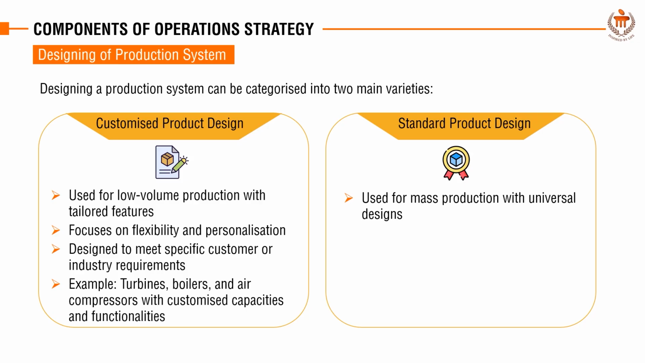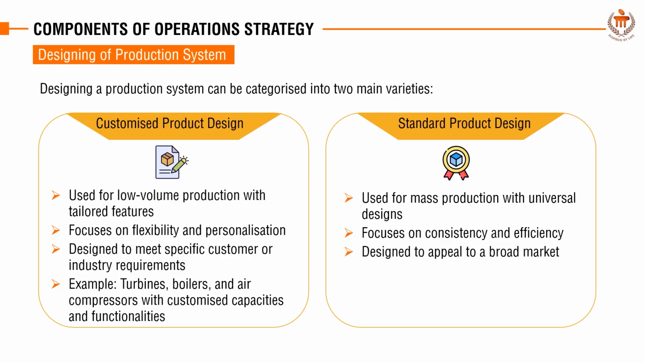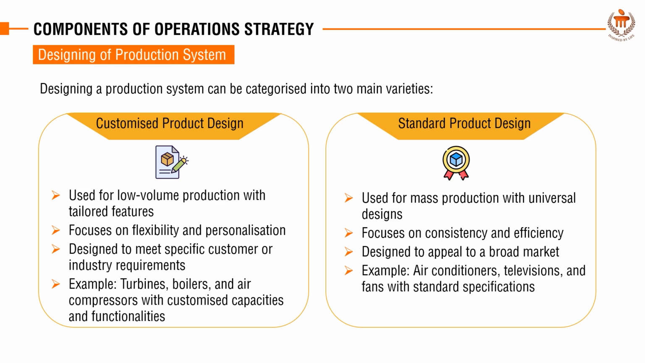Standard product design. In contrast, standard product design focuses on creating a universal design that appeals to a broad range of customers, thereby increasing demand and production volumes. This approach emphasizes consistency and efficiency, allowing manufacturers to produce items on a larger scale. Examples of standard product design include air conditioners, televisions, and fans, which are produced using common specifications and features to cater to a wide audience. This method helps manufacturers achieve economies of scale, reduce cost, and streamline the production process, ultimately enhancing market competitiveness.